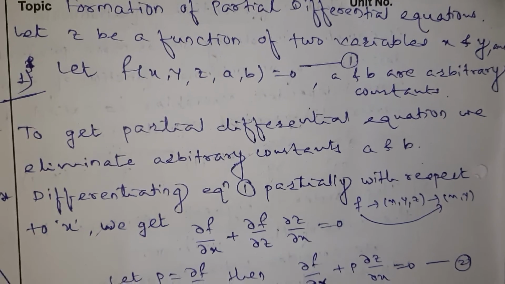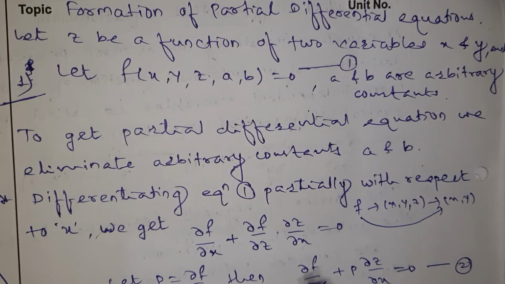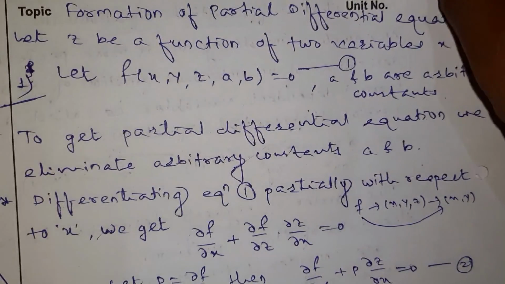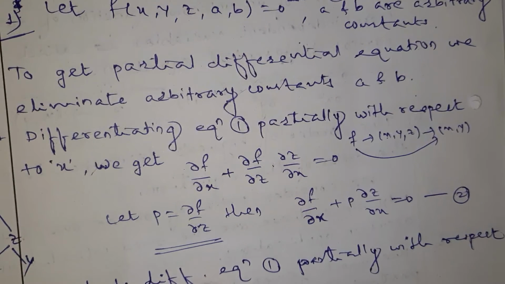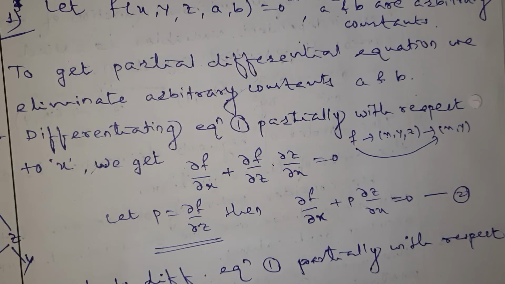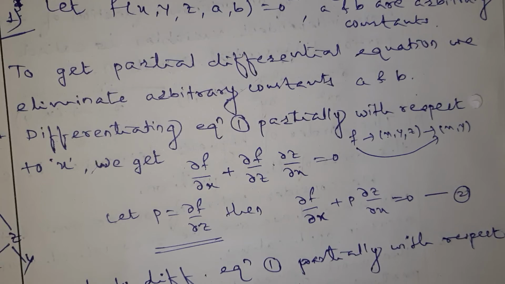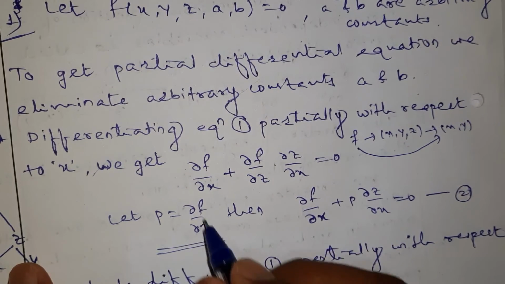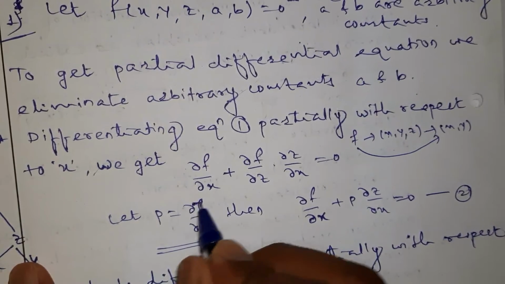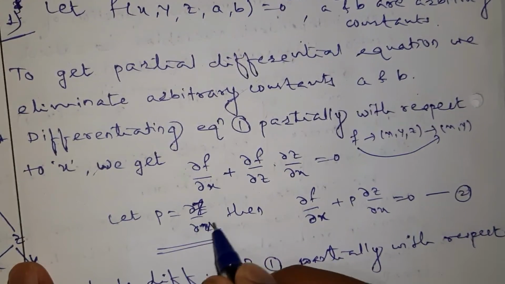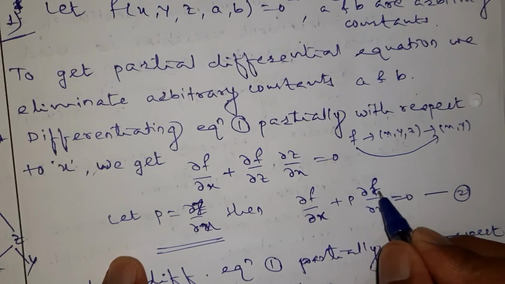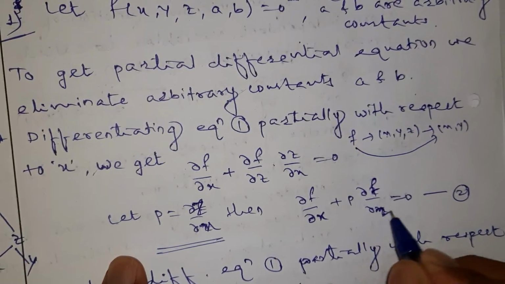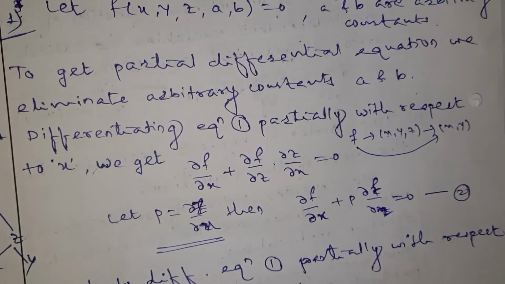Understood? Now here we have dou f by dou z and dou z by dou x, but what is the value of dou z by dou x? We call it p. Dou z by dou x we called p. So I get here dou f by dou x plus p into dou f by dou z is equal to 0. This is our first equation.